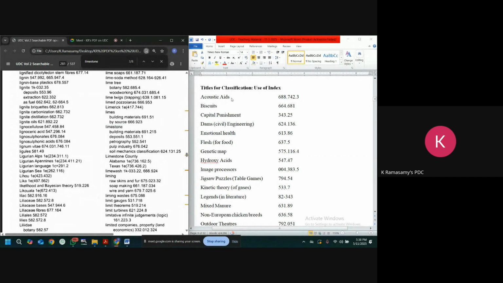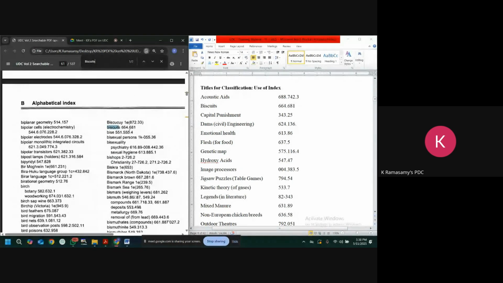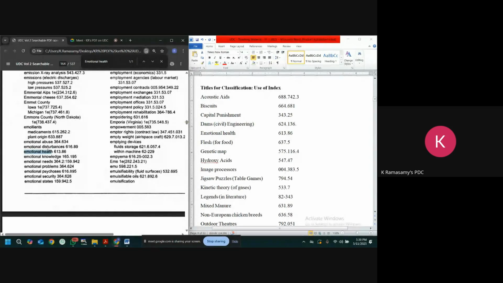For example, I got a book on biscuits. So go to the index and try for a number for biscuits. So it's here, 664.681 biscuits. Fine. The same way, for example, you have a book on emotional health. So I just copy the term, go to the index, and paste it. You can see here emotional health 613.86. The 6 stands for applied sciences, 61 stands for medical sciences, and emotional health number is 613.86.